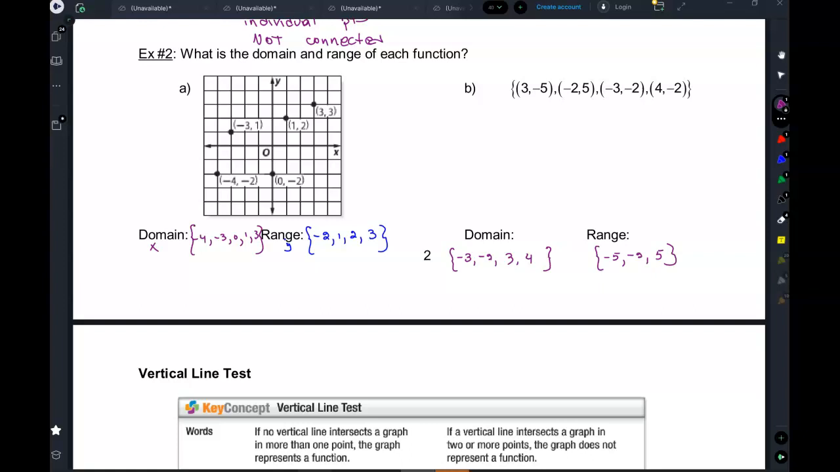Do any of the x's repeat for b? The x's don't repeat, so it is a function. The y is repeating, that's okay. You only look at the x's, okay? So it is a function. So that's how you can tell if you've got points like that.